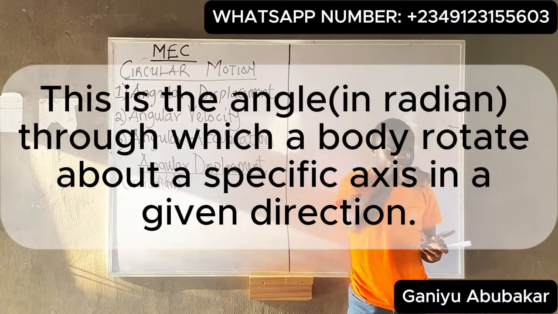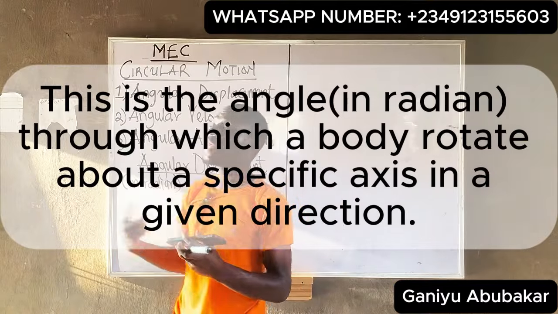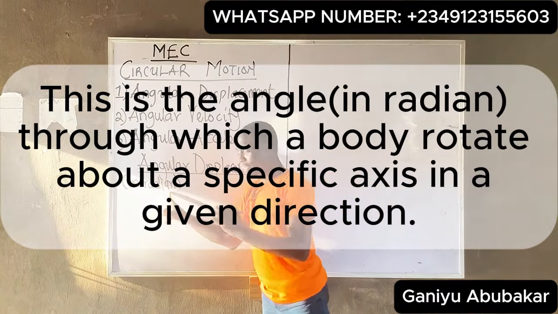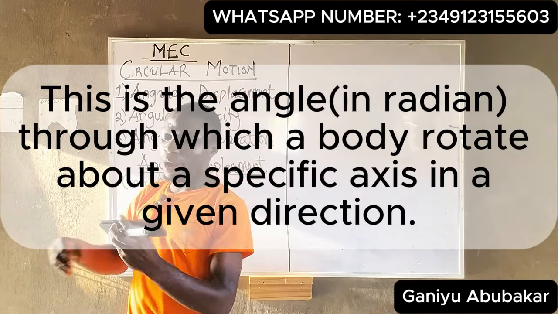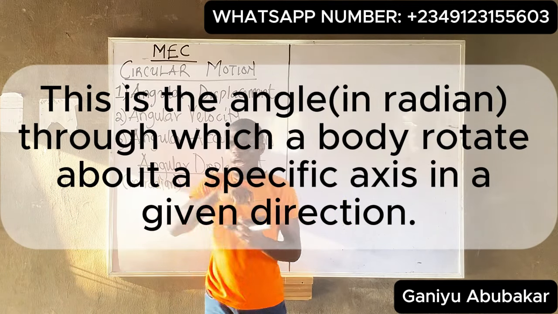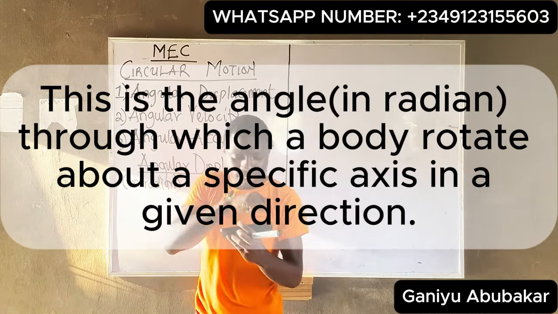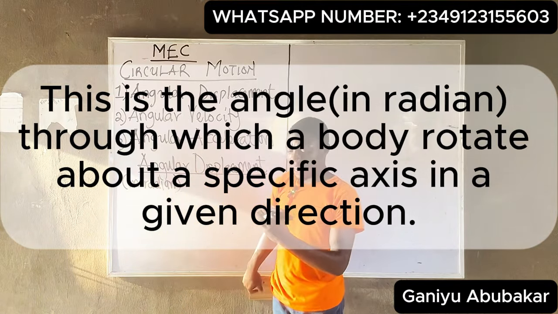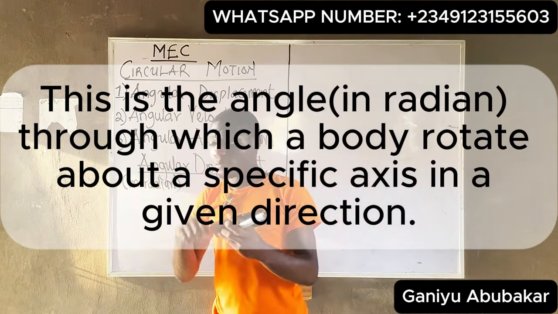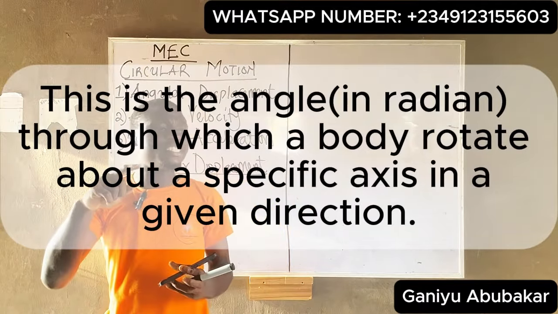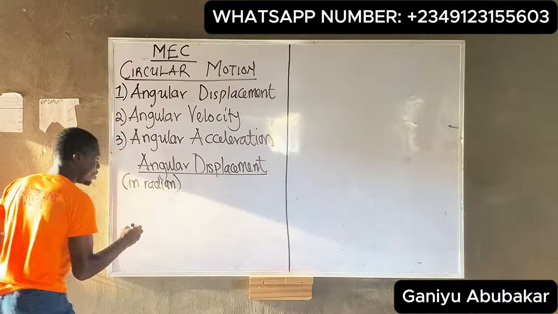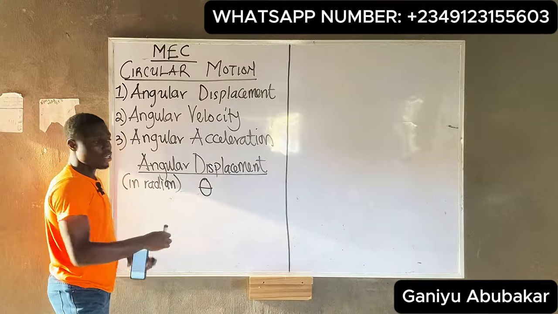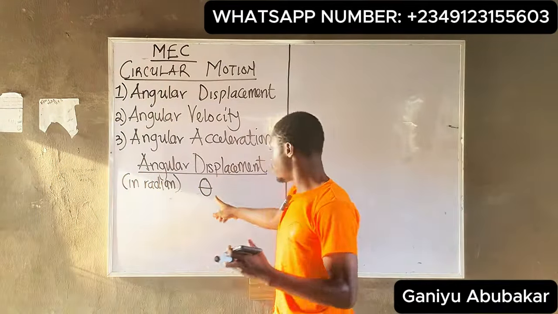Through which a body rotates. This is the angle in radian through which a body rotates about a specific axis, in a given direction. Full stop. It is represented by theta. Look up please. Theta, this symbol. I think we're all familiar with this one. You know this, right? It is represented using the Greek symbol theta.